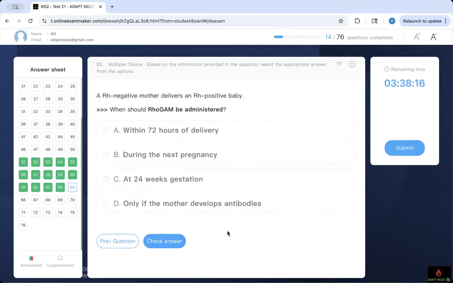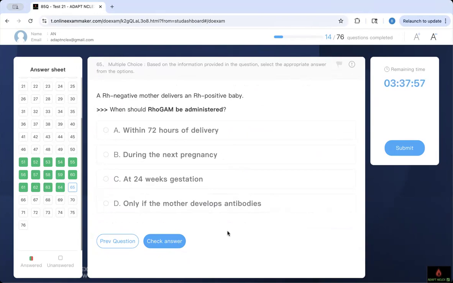RH negative mother delivered RH positive. That means the mommy has been sensitized. Therefore, how can you prevent it? When should RhoGAM be given? Within 72 hours of delivery, during the next pregnancy at 24 weeks gestation, only if the mommy develops antibodies.